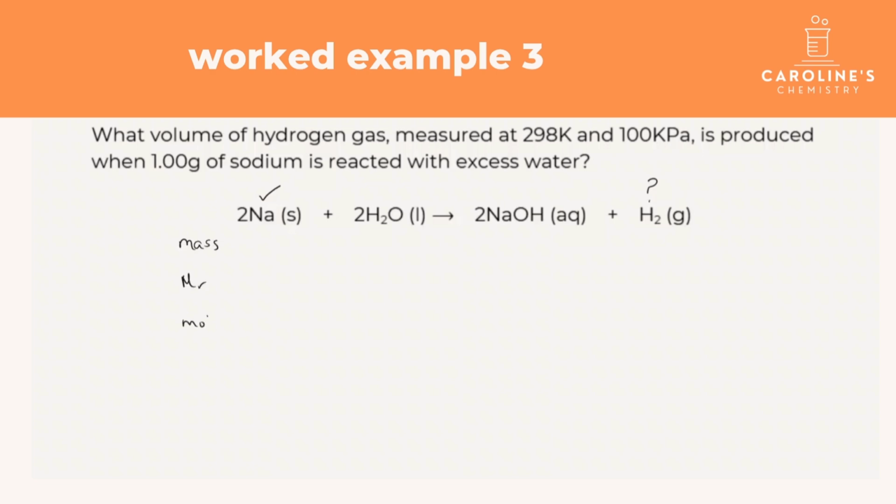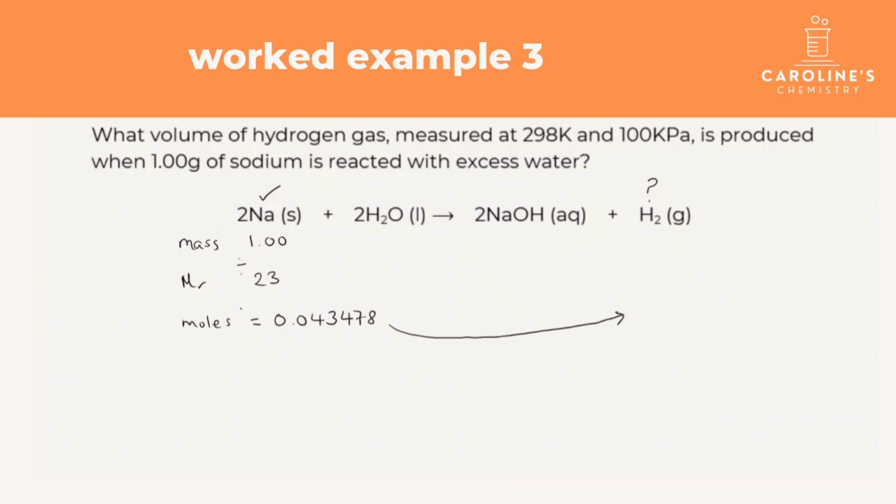Mass is over Mr. Moles. Putting in now the 1 gram of the sodium and dividing by the Mr, or the Ar in this case because it's an element. And in order to work out the moles, we do 1 divided by the other, and that equals 0.04347. That's our moles of sodium.